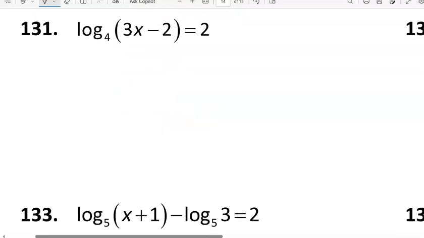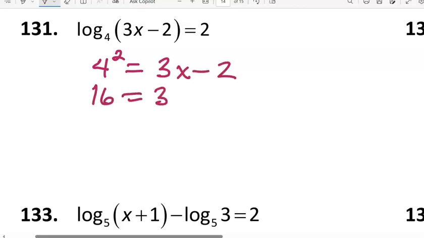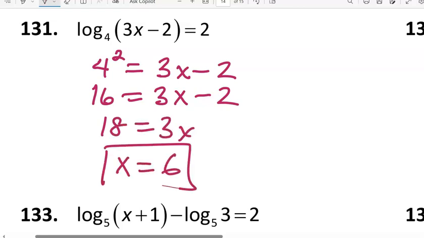In 131, rewriting in exponential form, our base is 4, the exponent is 2 since a logarithm equals an exponent, and that equals 3x minus 2. 4 squared is 16, adding 2 to both sides, and dividing by 3, we get x is equal to 6.